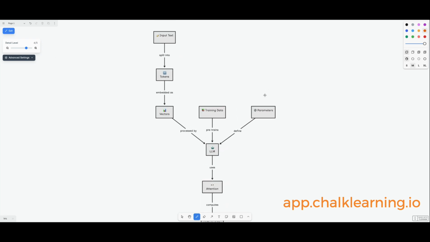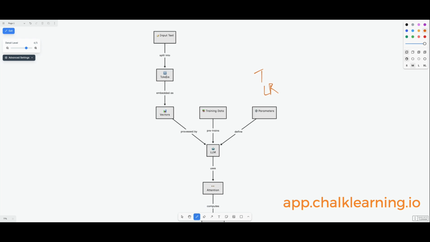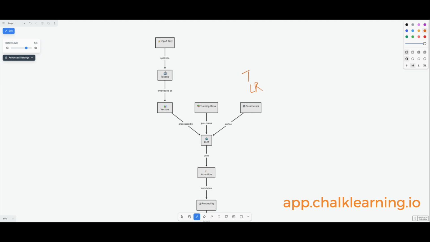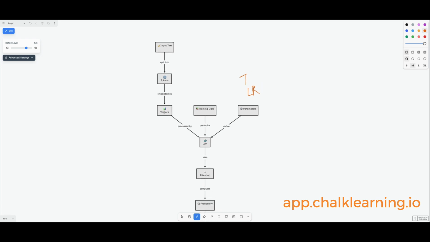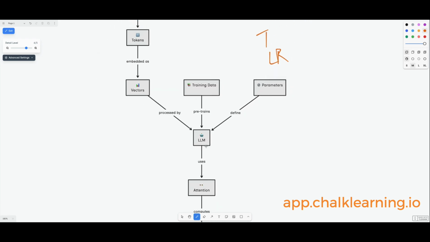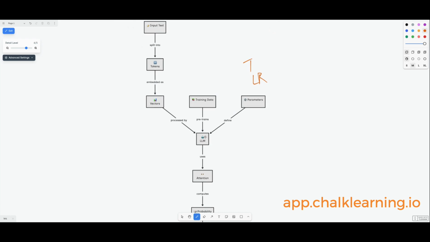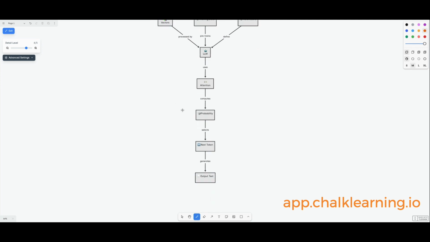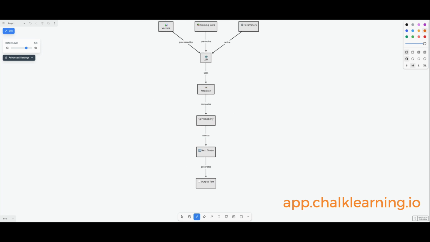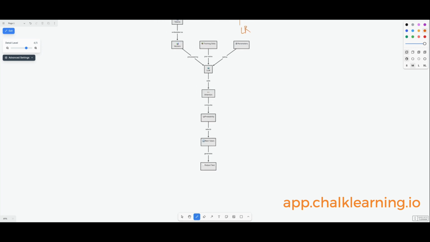Another important thing at the next level is the parameters. So these include things like the learning rate and the temperature. And also, once we split the text into tokens, we actually embed that as a vector, which is like a big array of numbers that represents the meaning of a word or a token, sorry. So once we've used the self-attention mechanism, that allows us to predict the probability of each token being the next token.